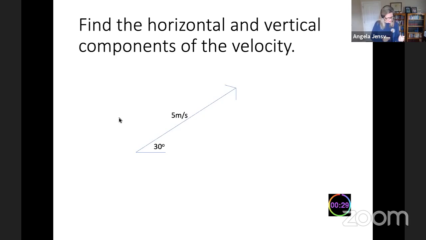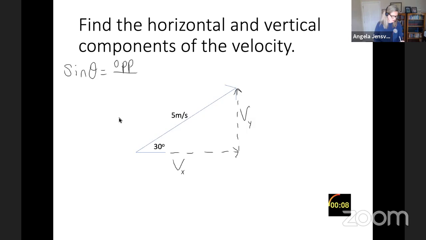Okay, so what we want to get is the horizontal component of velocity and the vertical component of velocity. The sine of an angle, if you know SOHCAHTOA, is opposite over hypotenuse. And the opposite side for us, here's our angle, 30 degrees, is the vertical component of the velocity.